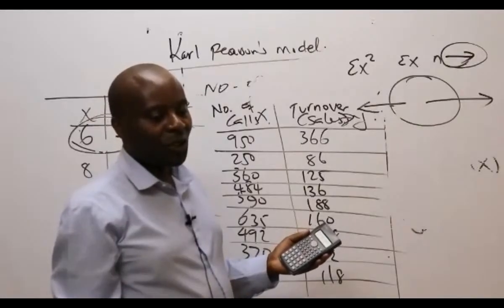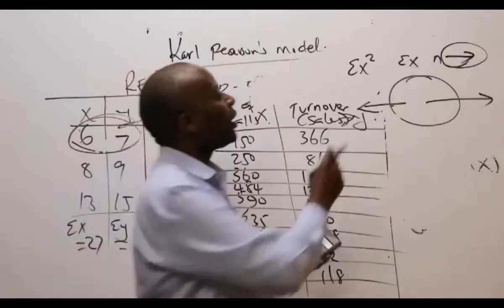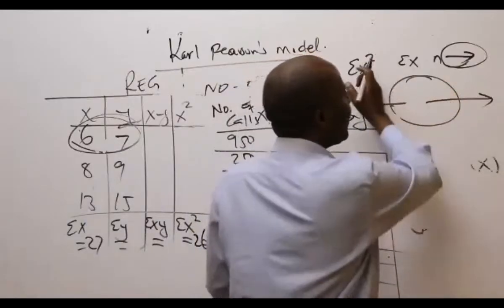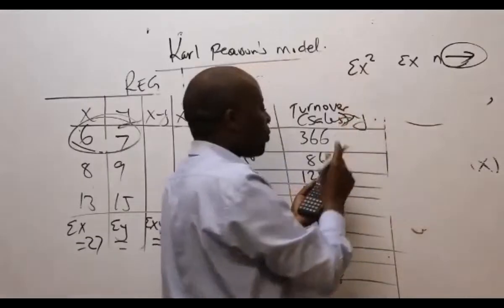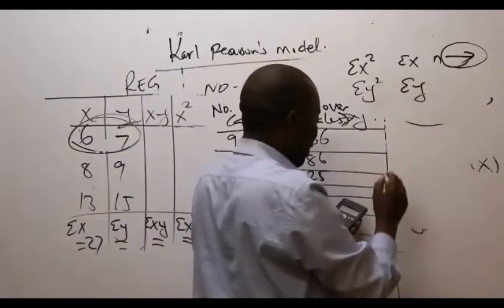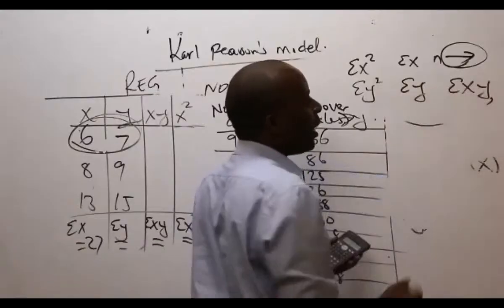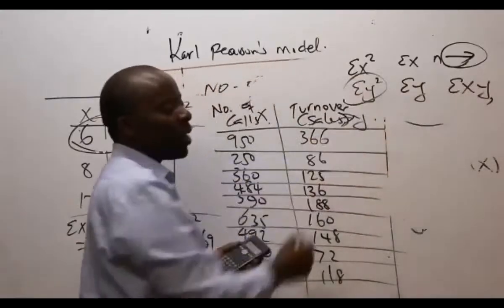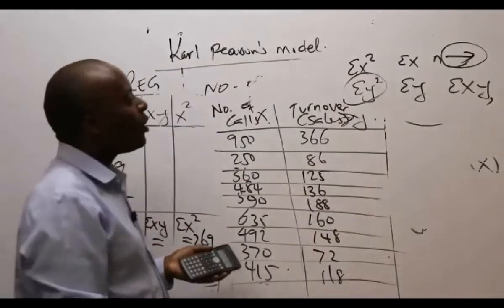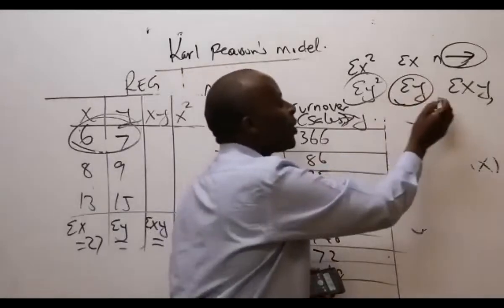James says yes. So once you do that, ladies and gentlemen, you'll be able to see your screen changing. When it changes like that, what are you able to see? You are able to see summation of y squared, summation of y, summation of xy. I don't want summation of y squared for regression. For regression, I'll be interested in this and this.